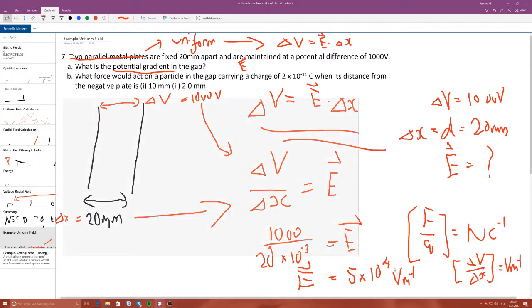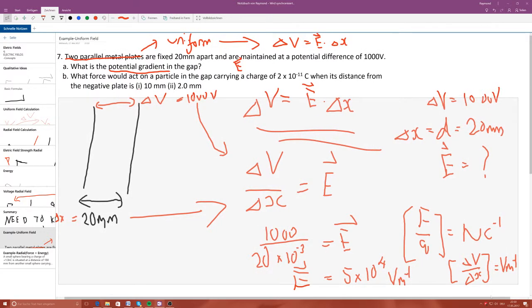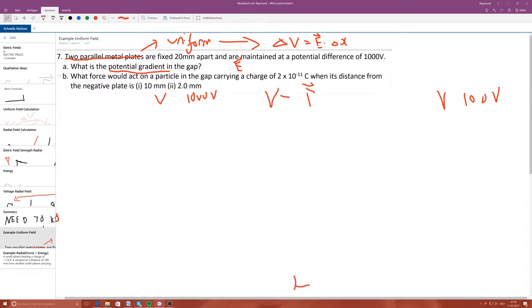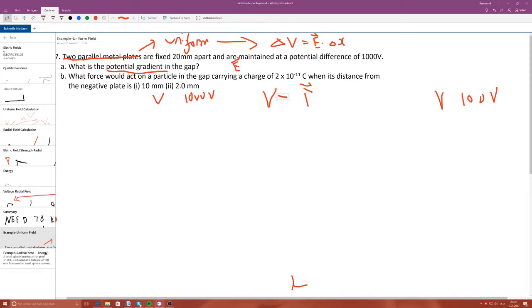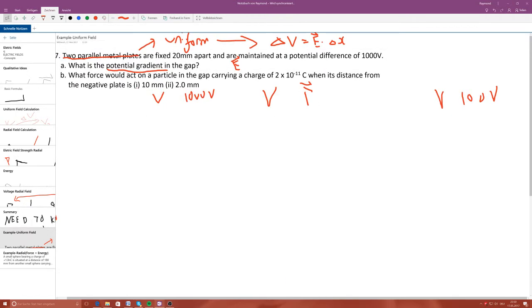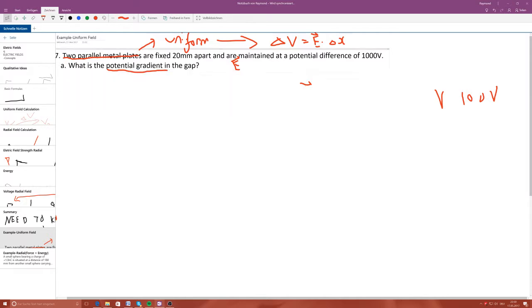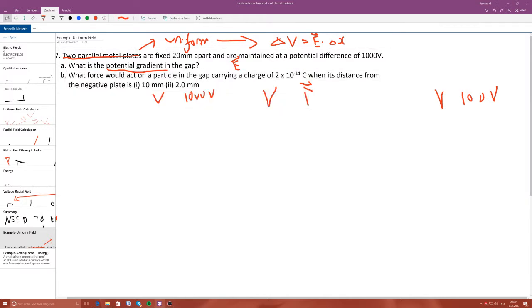Now I'll quickly erase this to do part B. As you can see, I'm not very good at erasing with this software. Oh, no, I didn't want to do that. Okay, I guess we'll just have to deal with a bit of this extra because I'm scared of erasing the question. Okay, so the second component of the question asks us what force would act on a particle in the gap. I shouldn't have erased the picture, so I have to draw it again.